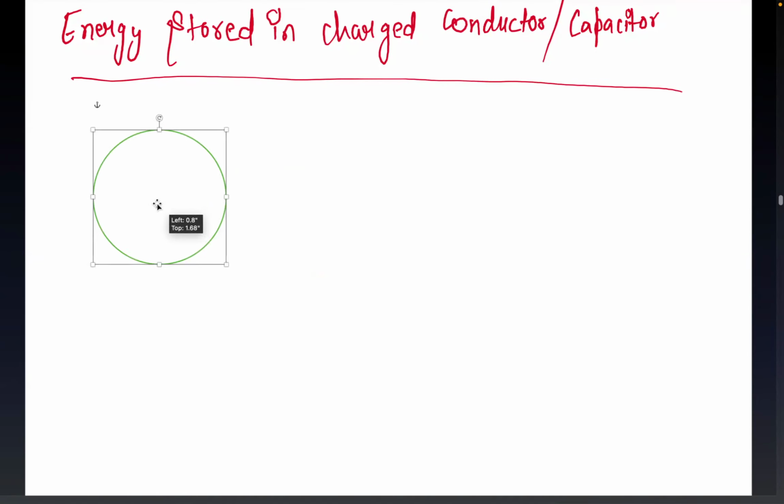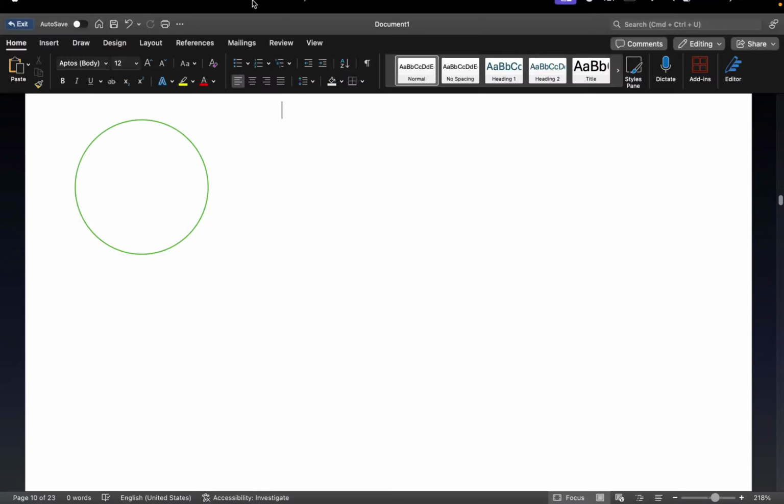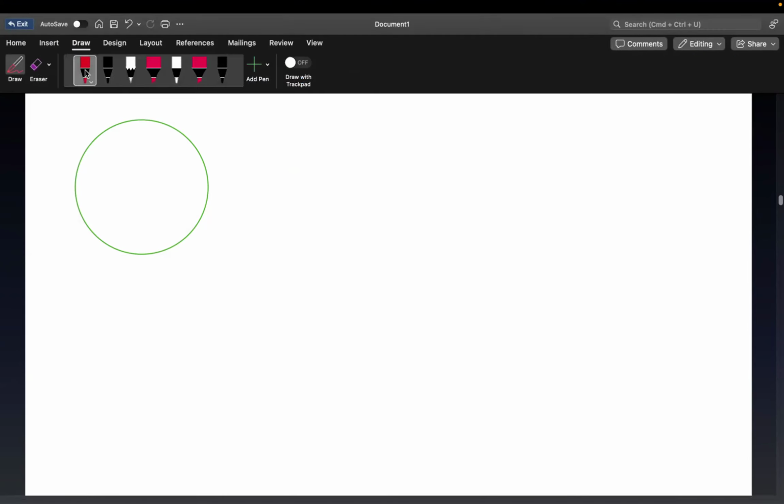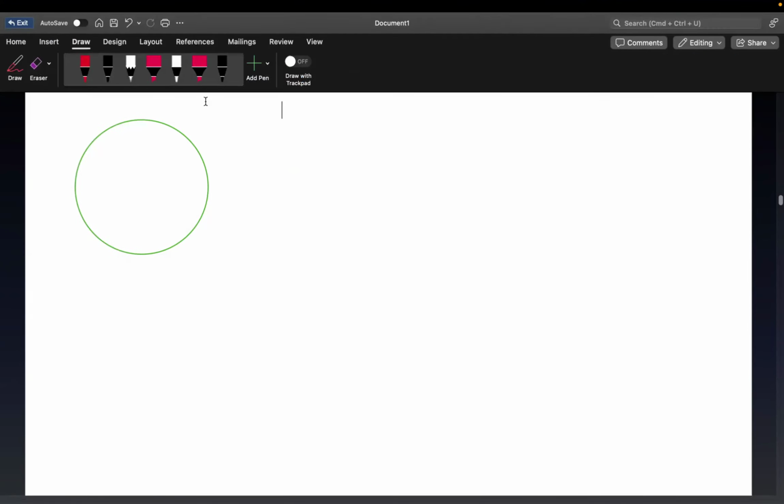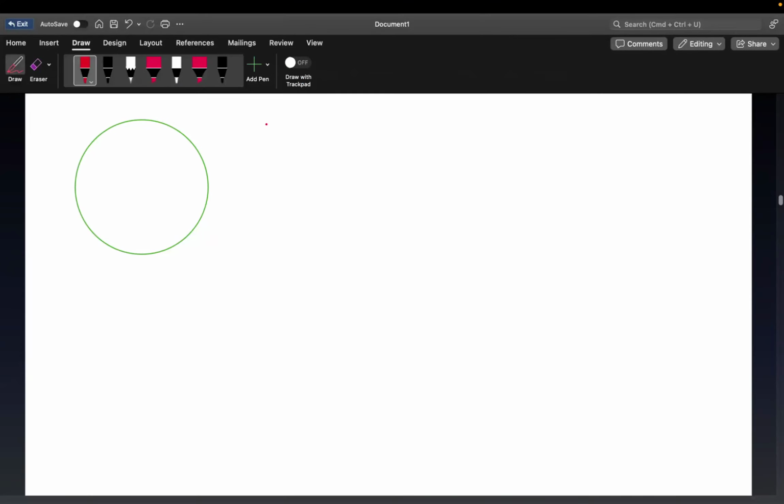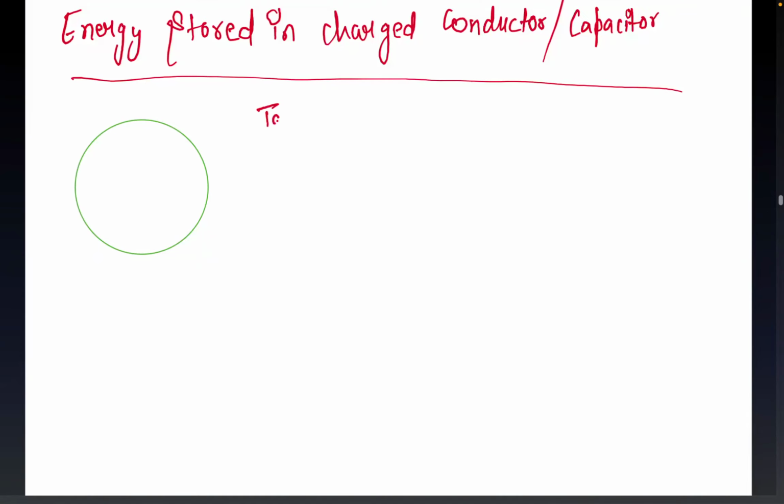Okay. So this is my sphere which I take. Now initially it is uncharged. Take an uncharged conducting sphere. To calculate energy, we will always do some work. Then we can measure that. This is how much amount of work we have to do.